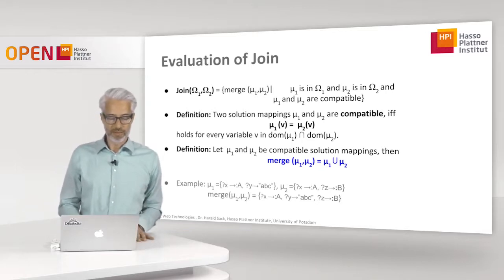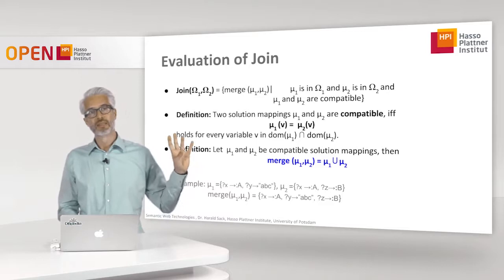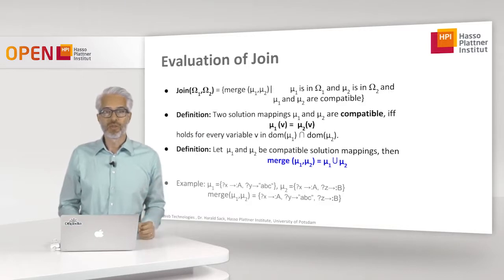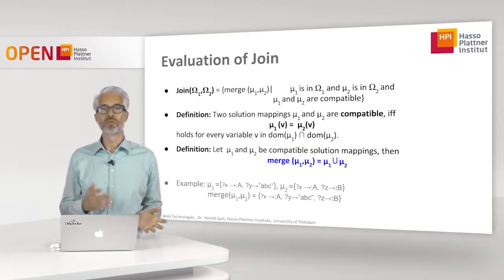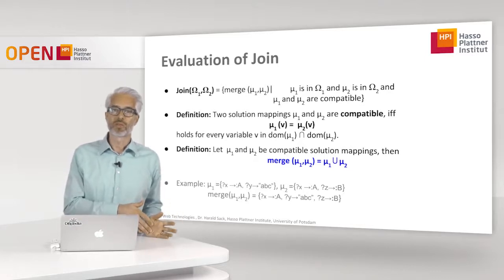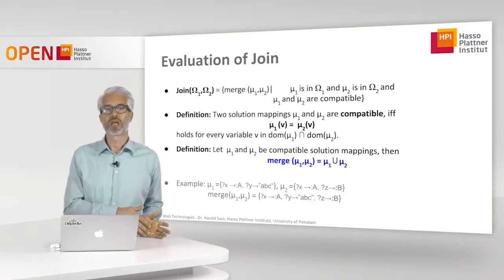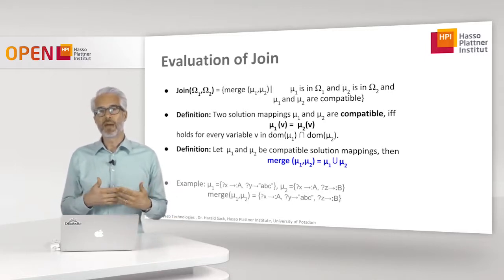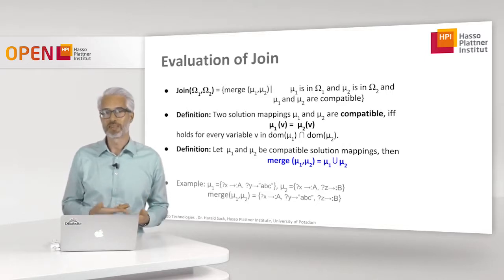two mappings. So usually we have a result set omega 1 and a result set omega 2. And the join of both is the merge of both mappings that we have here: a mapping mu1 which comes from omega 1 and a mapping mu2 which comes from omega 2. But they are only merged if they are what is called here compatible. So therefore we have to define what compatibility means.